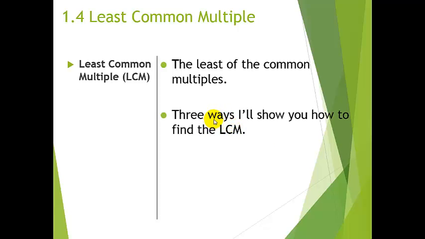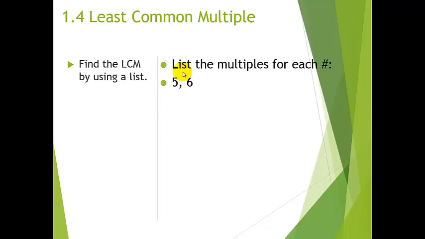So I did say I was going to show you 3 ways, but I think I'm only going to show you 2: using our factors and our prime, listing the multiples, just like we listed our factors, and then using that prime factorization. So here we go. The least of the common multiples is the LCM. You can do this. The first way is by using a list. We're just going to do our counting: 5, 10, 15. So let's list our multiples.